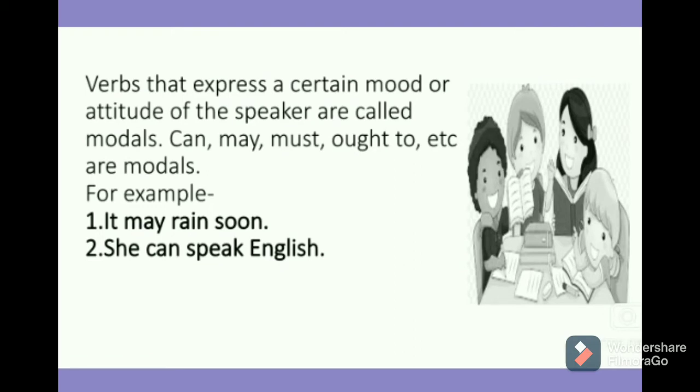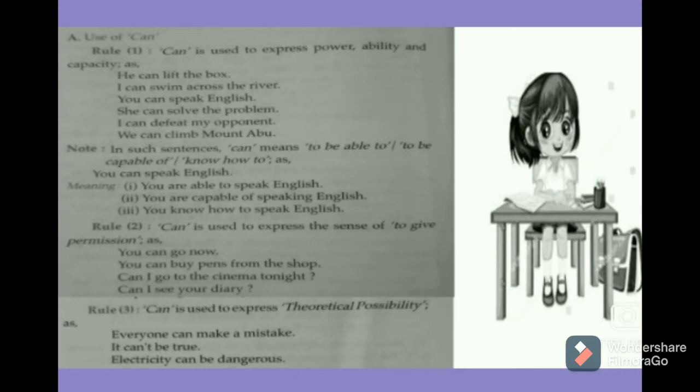Okay, let's move further. One by one we will see all the modals: can, could, may, might, shall, should, will, would, ought to, must, etc. And the first one is can. So let's see the use of can. Children, can is used to express power, ability and capacity.